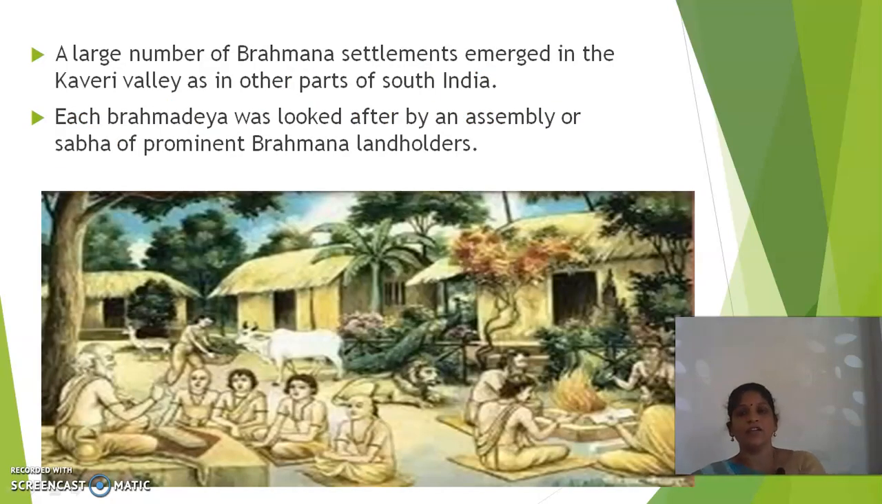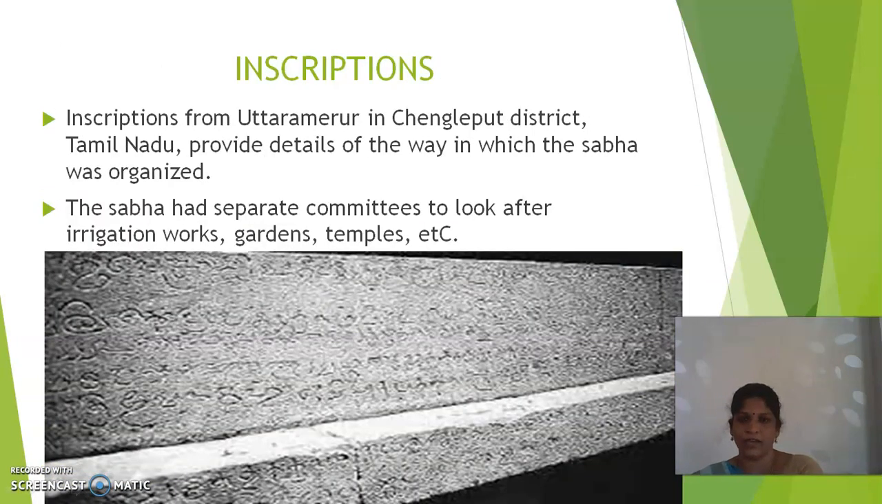A large number of Brahmana settlements emerged in the Kaveri valley, as in other parts of South India. Each Brahmadeya was looked after by an assembly or Sabha of prominent Brahmana landholders. Here the Uttaramerur inscription, from Uttaramerur in Chengalpattu district, speaks about the administrative system of the Chola period and provides details of the way in which the Sabha was organized.